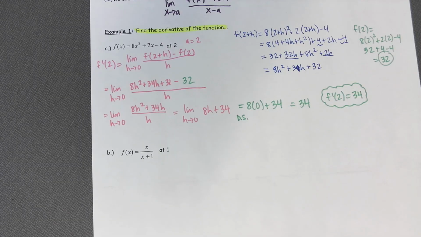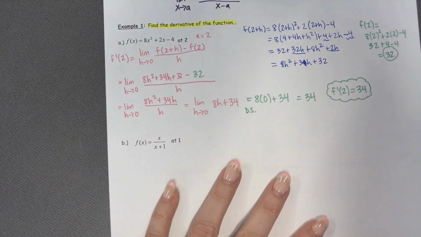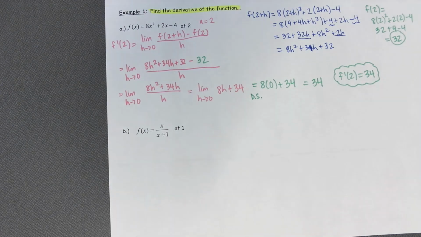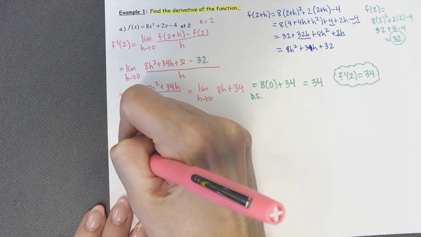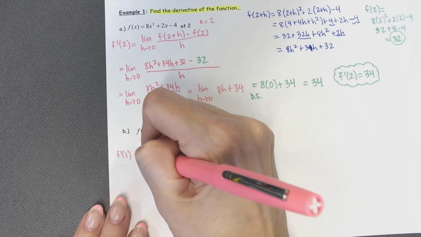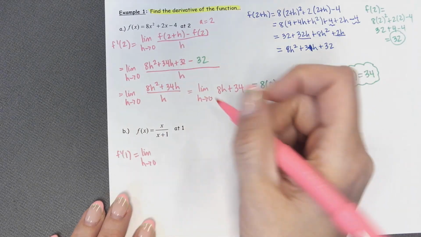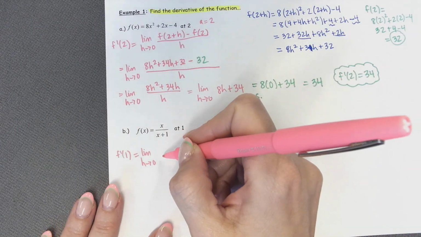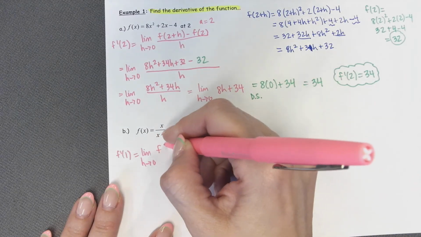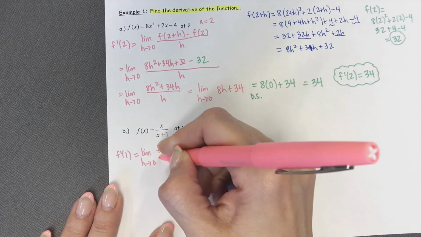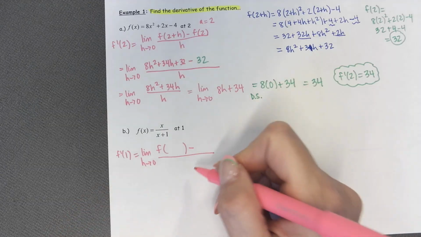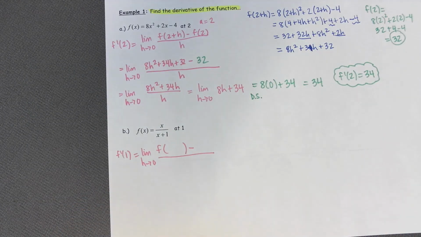So that's an algebraic function, right? We have that trinomial. Here we're going to have a rational function. So we did talk about this a little bit as well. So we're going to find the derivative at 1. So the limit as h goes to 0. Okay, see if you guys can do the first step. So it's f of something minus something over something.